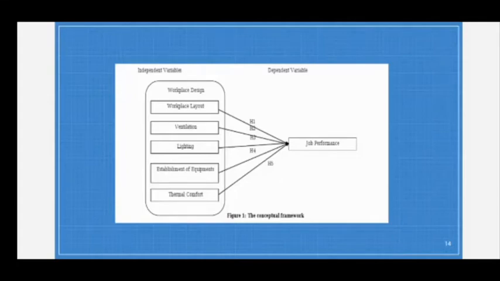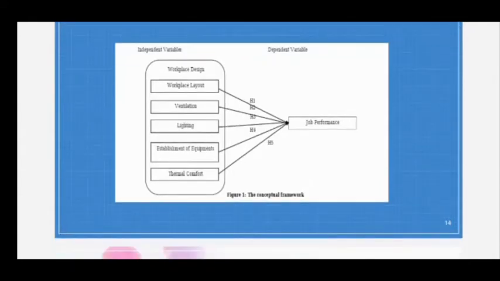So I can conclude that a good workplace design, these five, leads to an increase of job performance. Why? Because if the workplace design is bad or not comfortable according to the needs of the employees, then the performance will be affected. So if these five are improved, then the job performance will be effective.